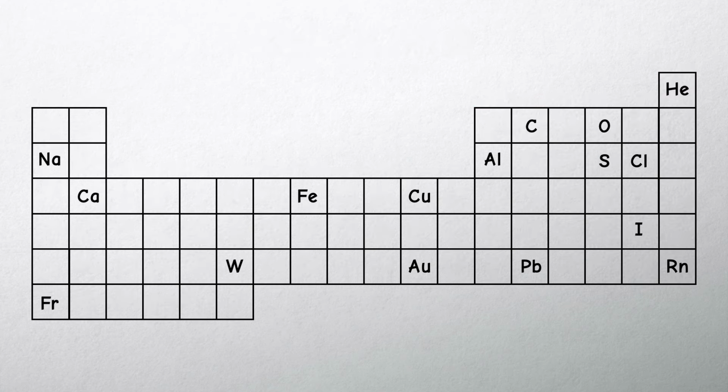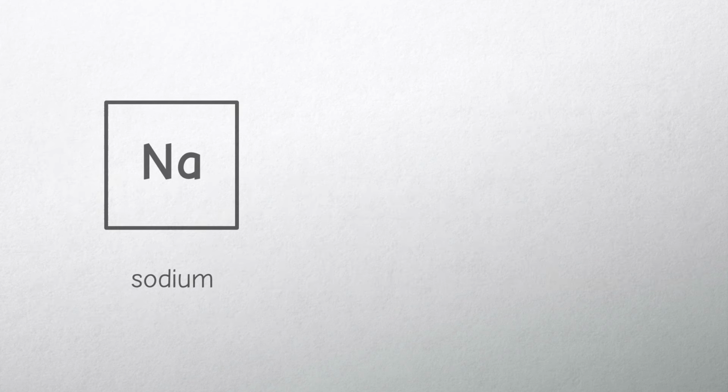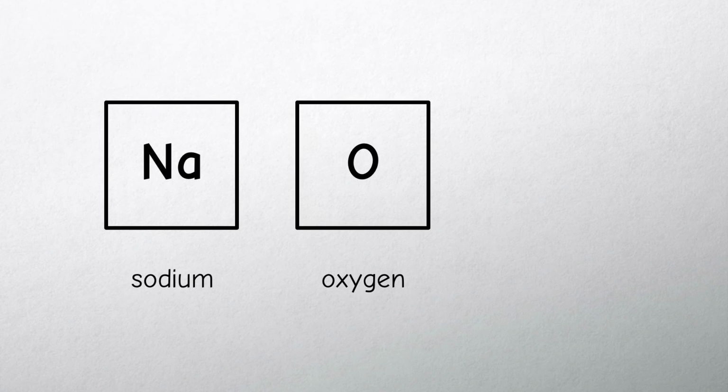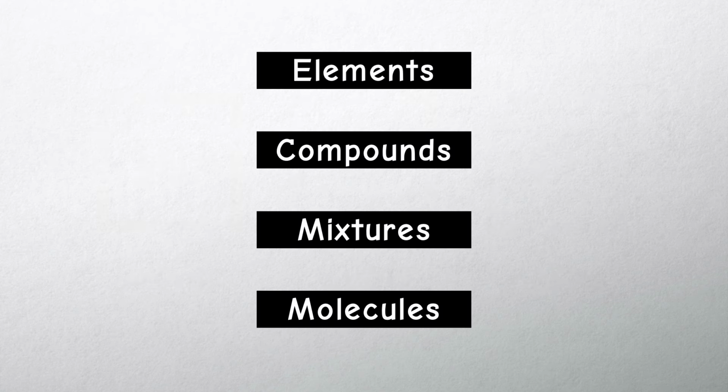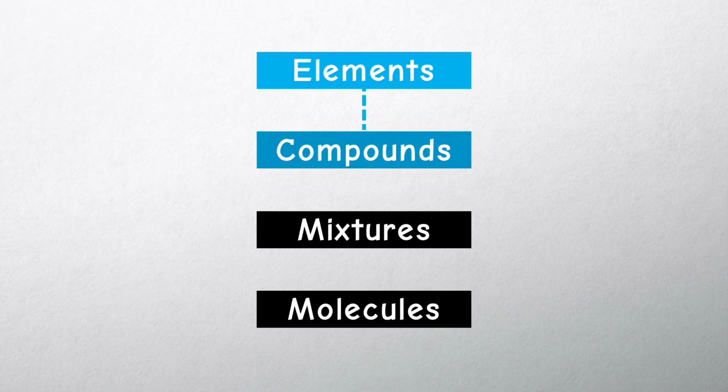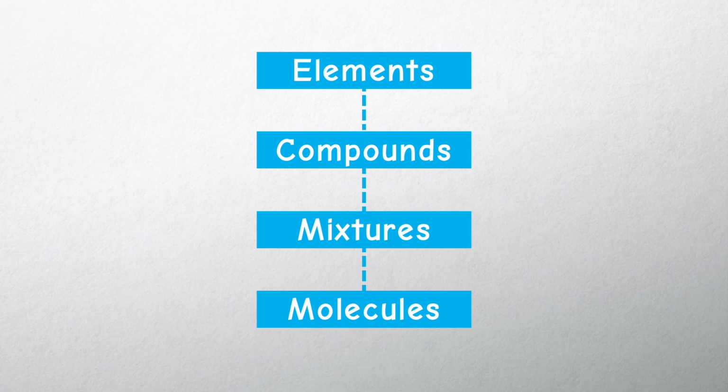Each element has its own unique symbol. For example, sodium has the symbol Na, oxygen has the symbol O, and chlorine has the symbol Cl. You'll notice that some elements have one letter and some have two, but remember that each element has one capital letter. In this free science lesson, we'll be looking at elements, compounds, mixtures and molecules.